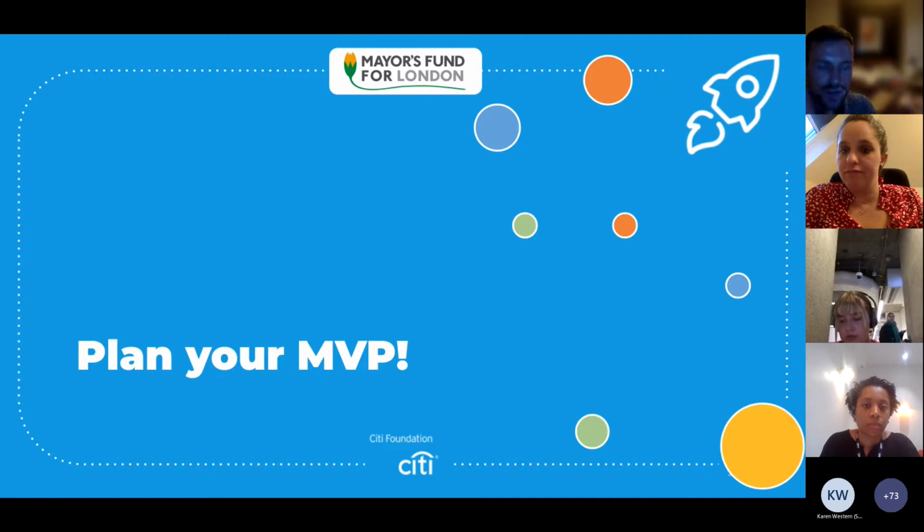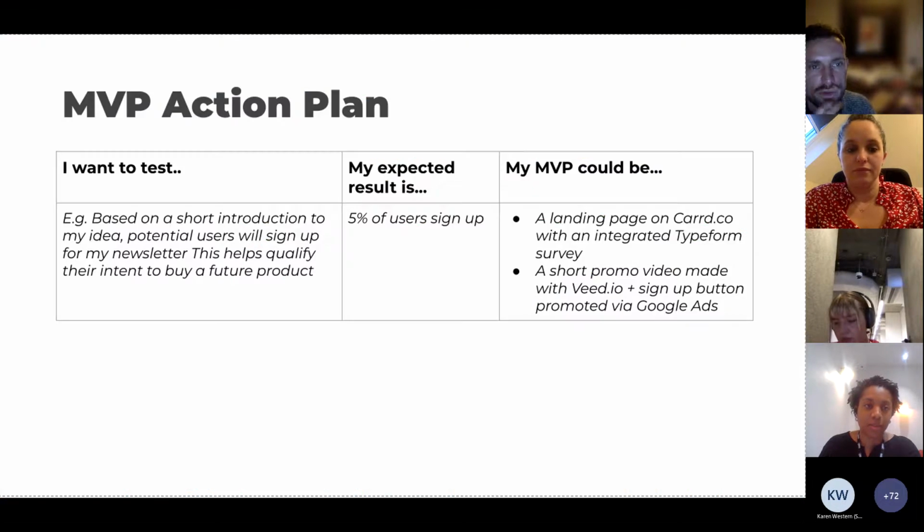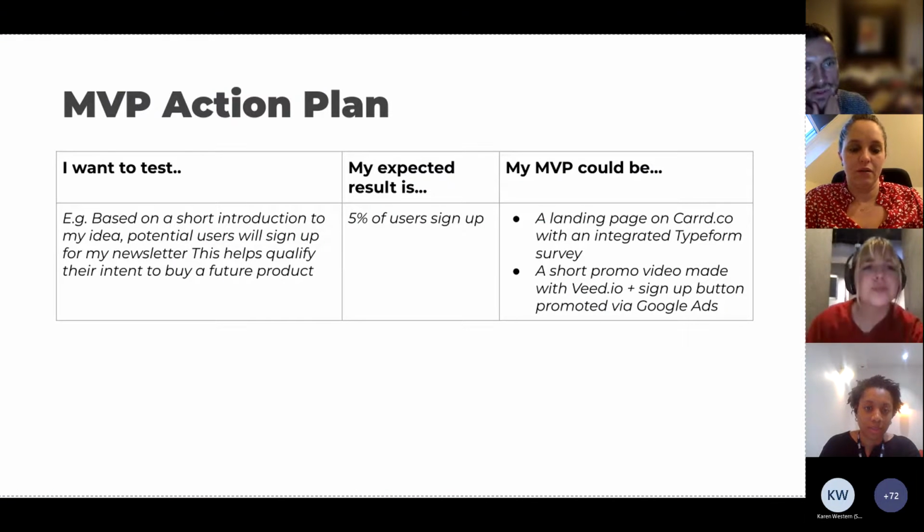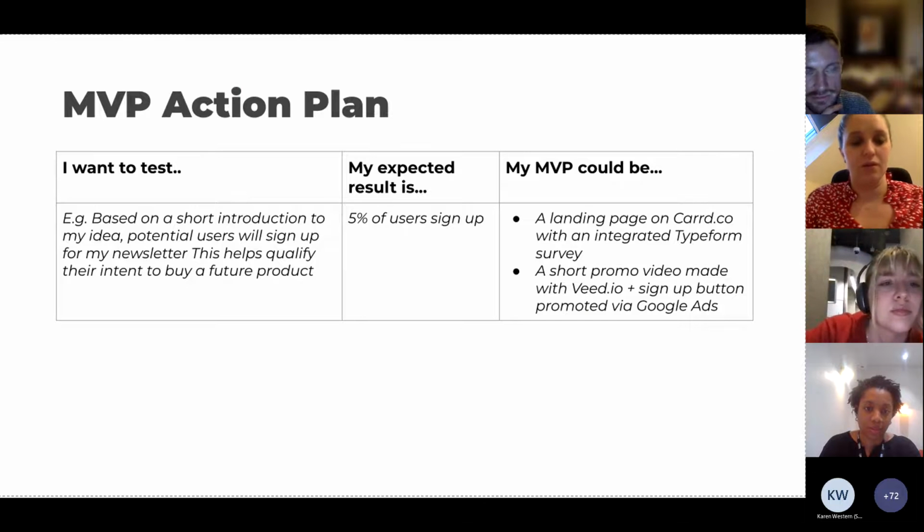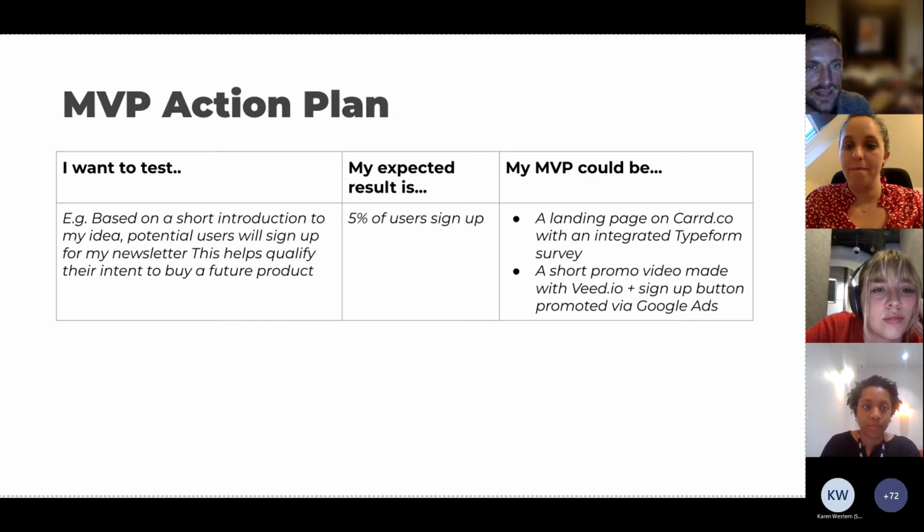Awesome. So at this point, we are going to pause and hand it over to you to start thinking about what this means for you and your business idea. So we've put together a very basic template for your action plan. So your MVP action plan. I want to test, for example, based on a short introduction to my idea, potential users will sign up for my newsletter. This helps qualify their intent to buy a future product.